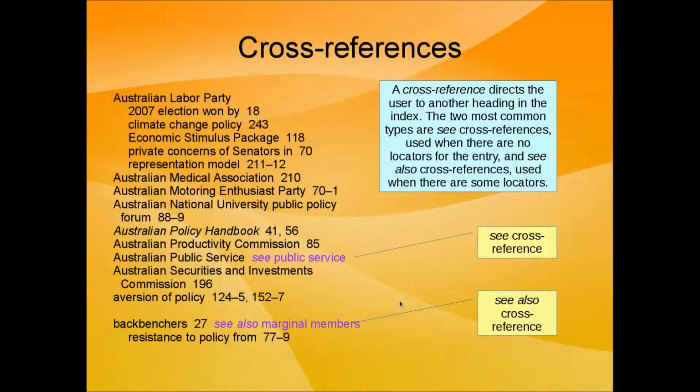Cross-references direct the user to another heading within the same index. The most common types are "See" cross-references, used when there are no locators for that particular entry, and "See also" cross-references used where there's 1 or more locators. So backbench is page 27, but see also marginal members there.